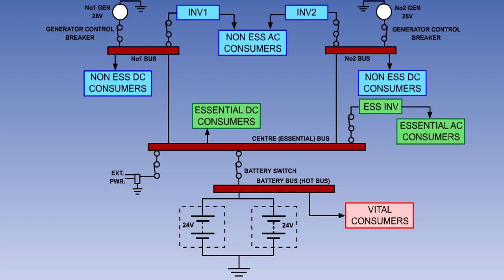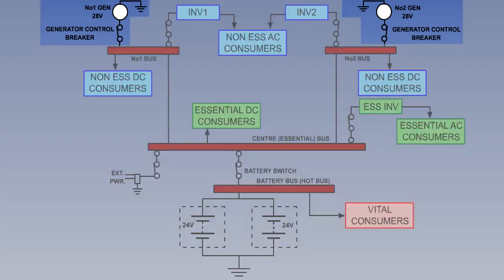We will now look, in a very simplified form, at a two-generator system which uses the principle of dividing categorized consumer services between individual busbars. In this example, the power distribution system is one in which the power supplies are 28 volts DC from engine-driven generators operating in parallel and 24 volts DC from batteries.